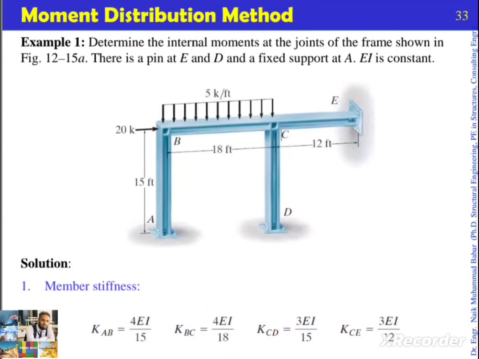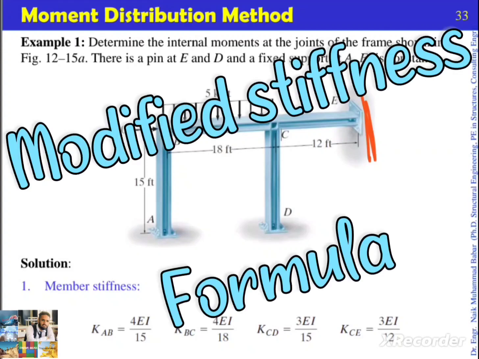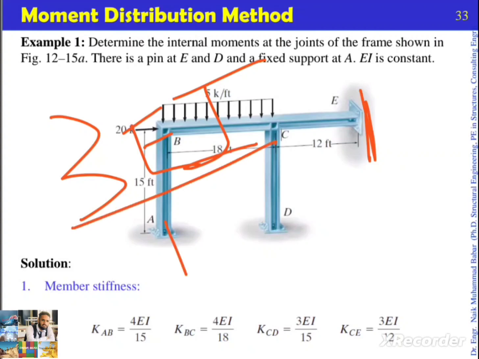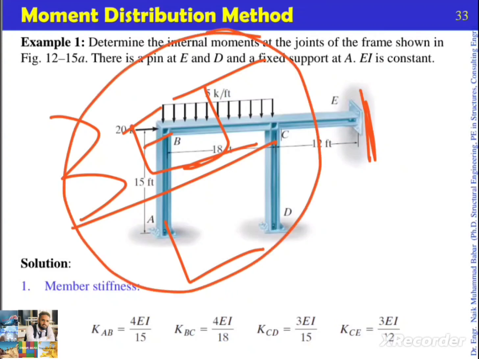Now we will calculate the stiffness for CD and CE. Remember, at point C we will use the modified stiffness formula. At points E and D there is a pin support. When the far end is pin or roller, the stiffness formula will be 3EI by L. Remember, this is the modified stiffness formula when the far end is roller or pin or hinge support. L is the length of that span.